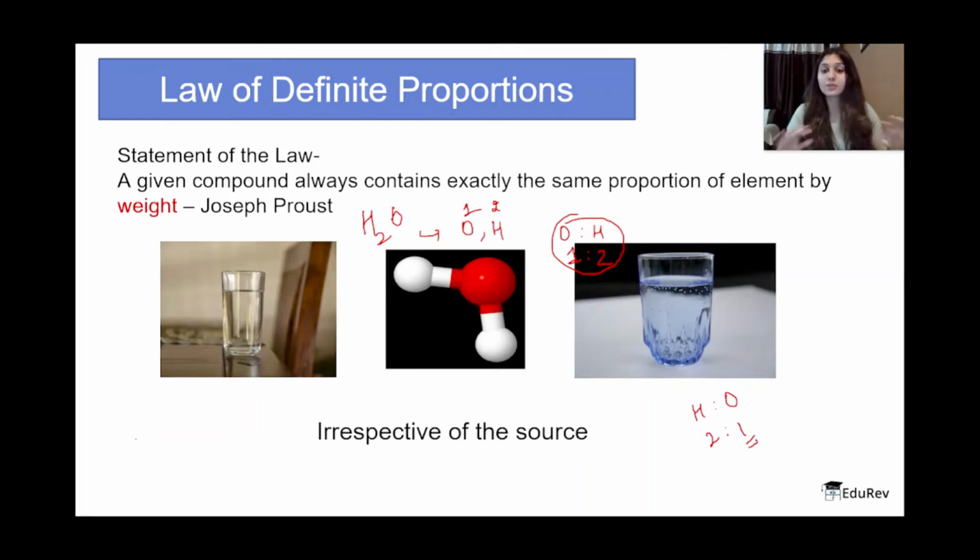Okay, so irrespective of the source, when two elements combine to form a compound, the ratio is always going to be the same. I hope you get what I'm trying to say.